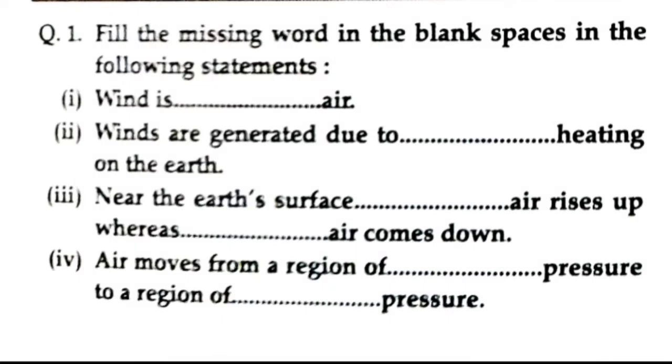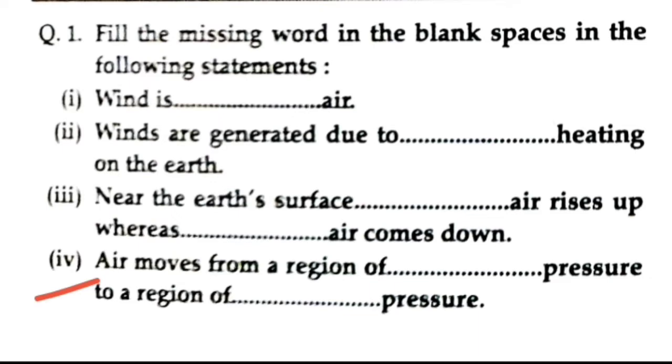Now see the third. Near the earth's surface, dash air rises up, whereas dash air comes down. So students, we have studied that hot air being lighter rises up and the cold air being heavier sinks down. So in the first blank you will write hot and in the second blank you have to write cold. Now see question number 4.